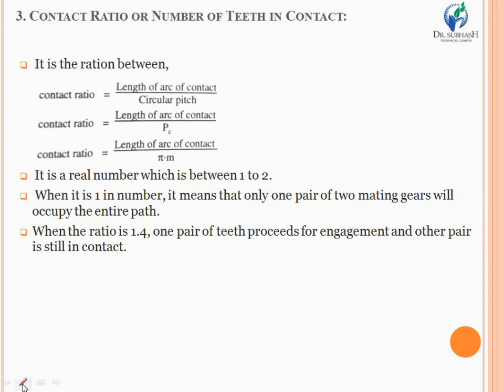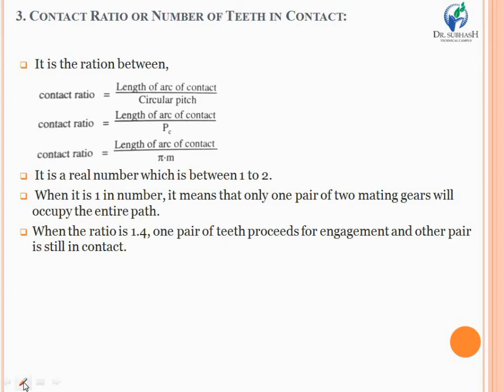Then after that, the third theory that we are going to discuss is the contact ratio, or we can say the number of teeth in contact. Basically, contact ratio is the ratio, or the number of pairs of teeth in contact. It is generally the ratio of the length of arc of contact to the circular pitch. So mathematically, contact ratio will be the length of arc of contact divided by circular pitch.